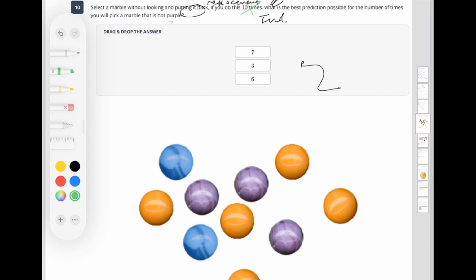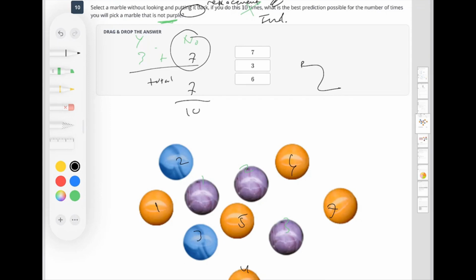So what is it that's not purple? Well, there are 3 purples. Yes, purple, no purple. That means there are 1, 2, 3, 4, 5, 6, 7. And so the probability you get no purple is 7 out of the total. And our total is 10 marbles, so 7 out of 10. What is the best prediction possible number of times you will pick a marble that is not a purple? So the answer there is 7.